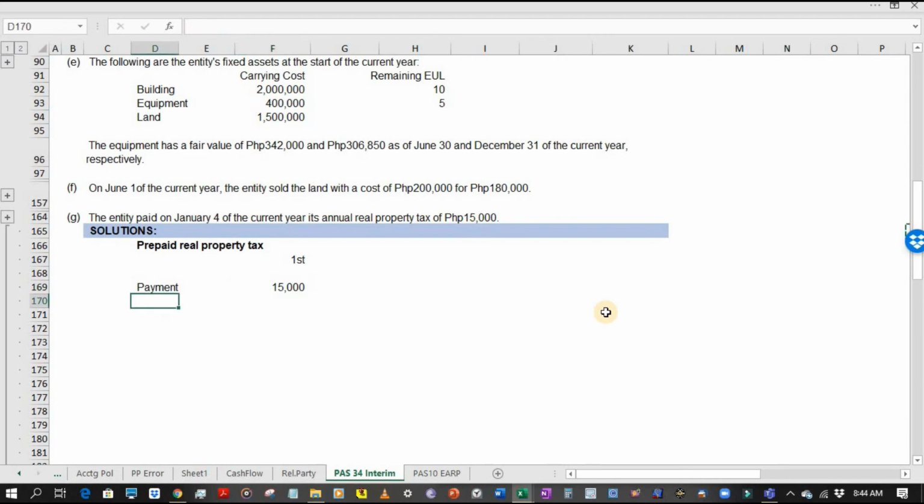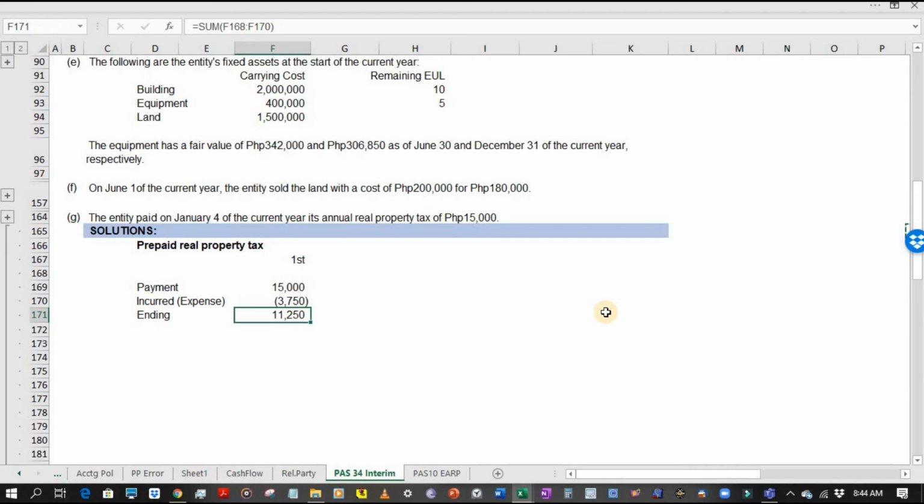So the amount that will be recognized as expense is 15,000 times 3 over 12, and that is 3,750, or just 15,000 divided by 4. So it means that there is an ending balance of 11,250, and this will be the prepaid real property tax that is still unused as of the end of the first quarter, and this will appear in the statement of financial position as of March 31 of the current year.